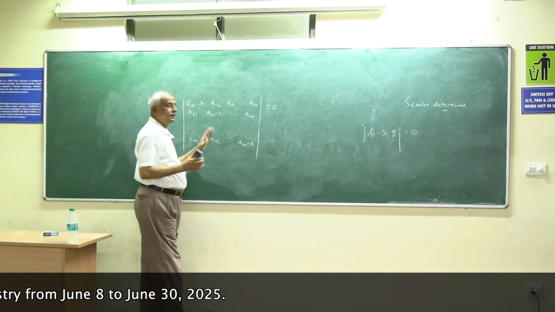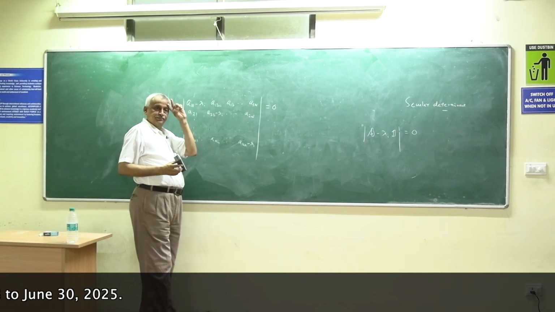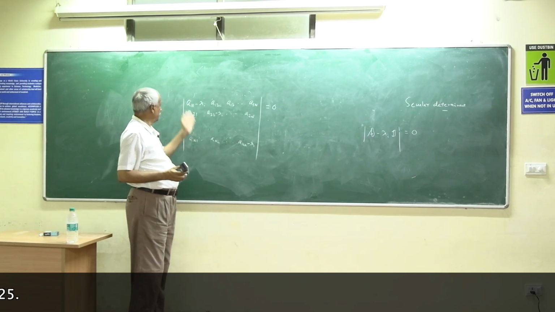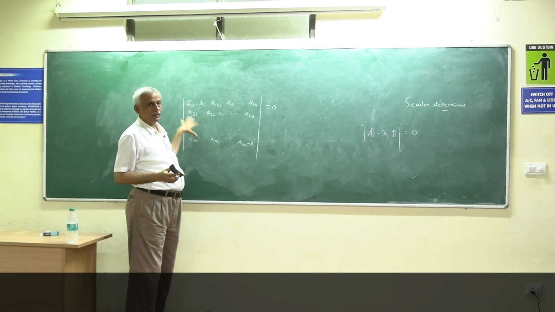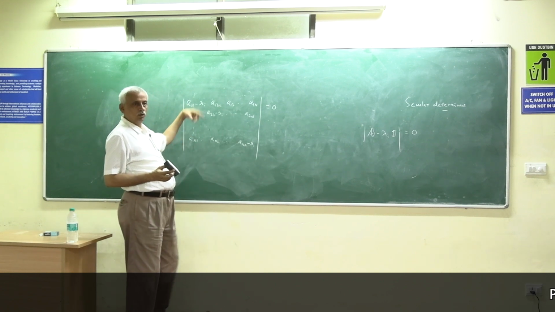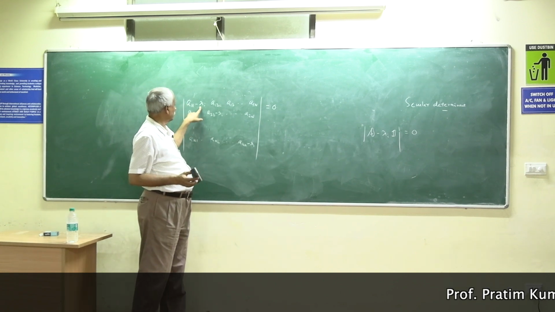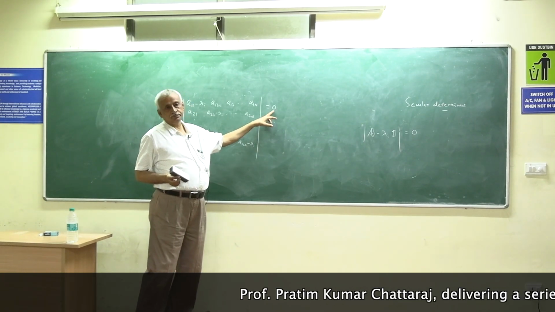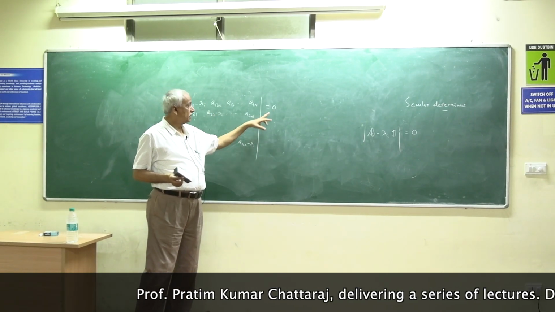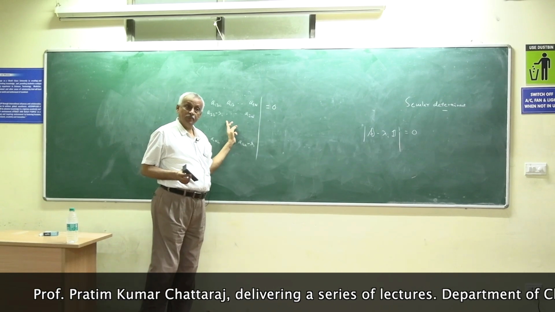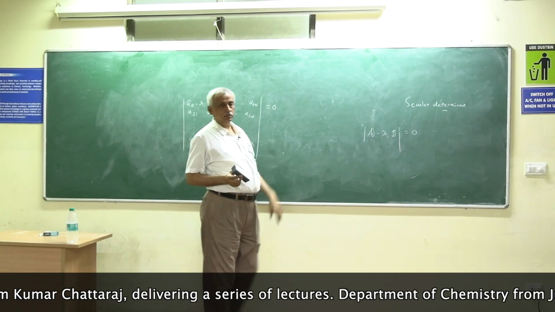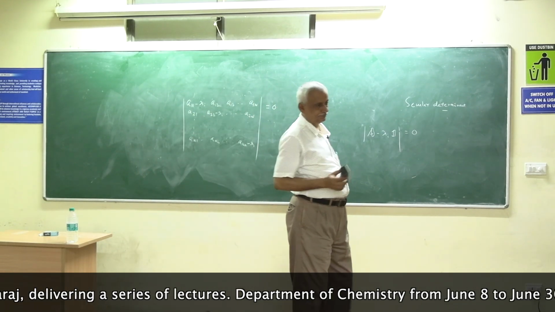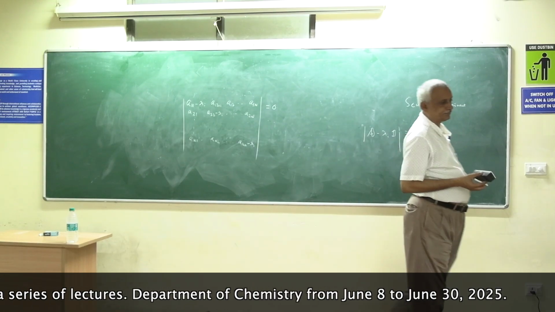So this is your secular determinant. Lambda is subtracted from the diagonal and other elements are there, and we know all the elements. We don't know lambda. And this is not a null matrix. Remember, a determinant is a number, so it's 0, simple 0. Okay.